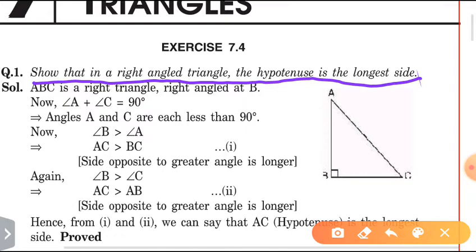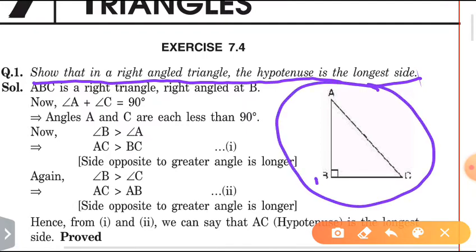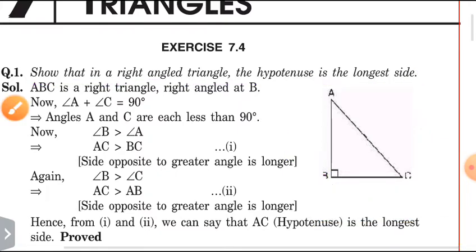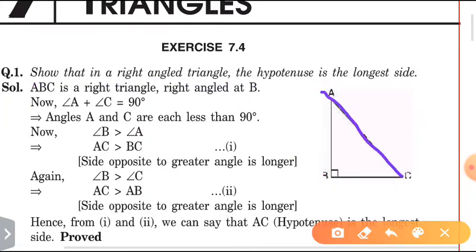Nothing is given, the figure you have made yourself. You can see that it's a right angle triangle ABC, the right angle at B, and you have to prove that the hypotenuse is the biggest side. That means AC is the biggest side. You have to prove that.